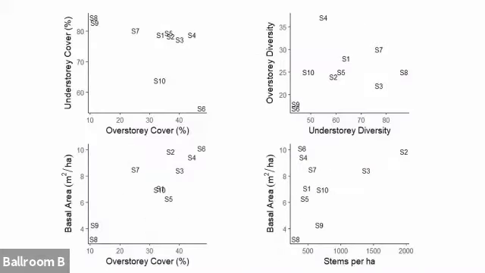When we take those plots and look at some of the structural components and plot them out, you can see here on the top left, we take understory cover and plot it against overstory cover. There's a general negative correlation between the two. It's not exceptionally strong, but there's obviously only 10 plots in this case.